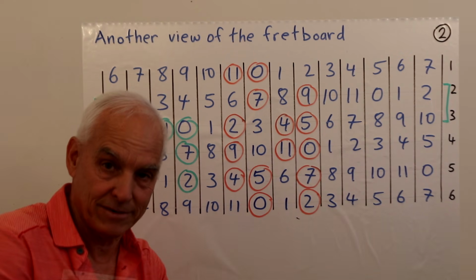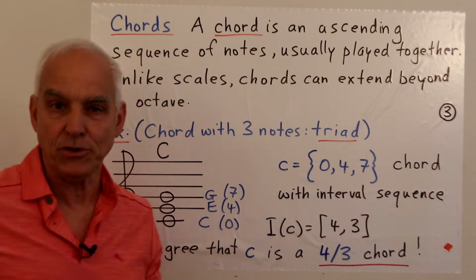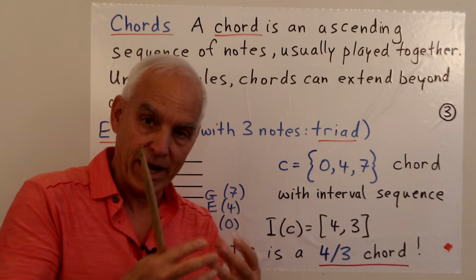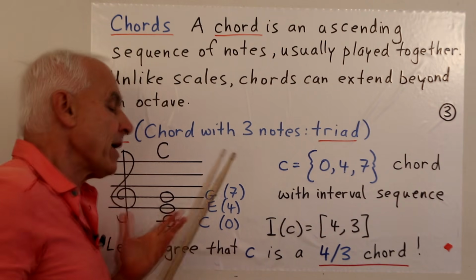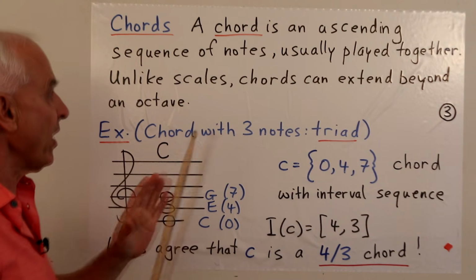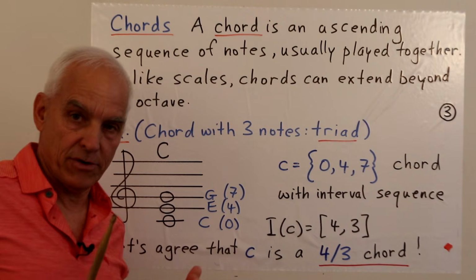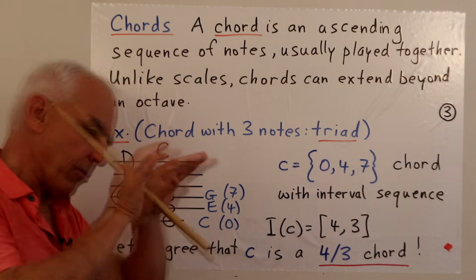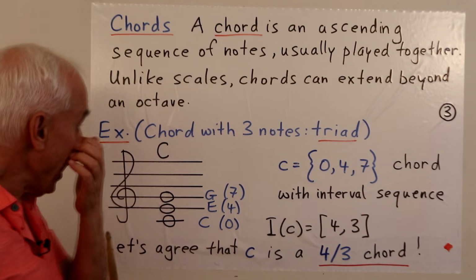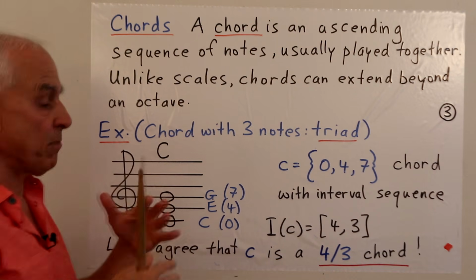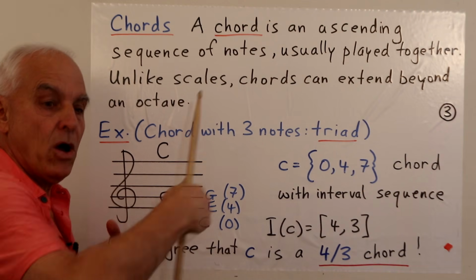It's very convenient. Okay, so now let me introduce the idea of a chord, and I'm also going to touch base with our standard notation for illustrating notes on a printed page. Okay, so a chord, what is it? A chord is for us an ascending sequence of notes, usually played together. There's something implicit in the word chord, that we're playing them all more or less at the same time, although there are variants to that, but roughly, okay? And unlike scales, chords can extend beyond an octave. So we're quite happy to have a sequence of ascending notes that goes beyond an octave.